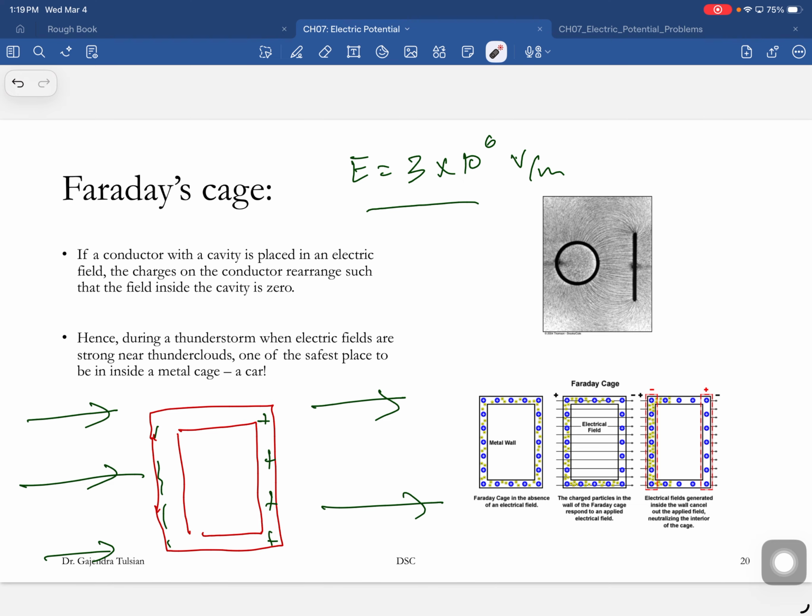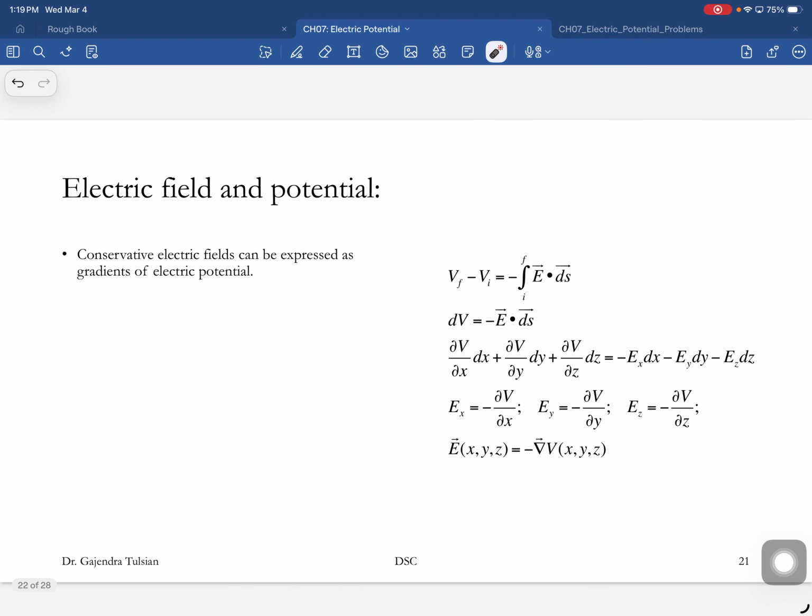All right, so here is a Faraday's cage. You see there's a non-zero electric field outside which is lining up these metal particles, and this is zero. All right, so here's an integral equation, and from this integral equation we'll derive this differential equation.